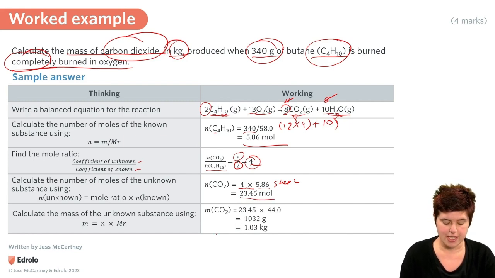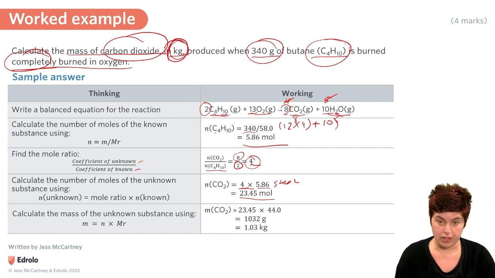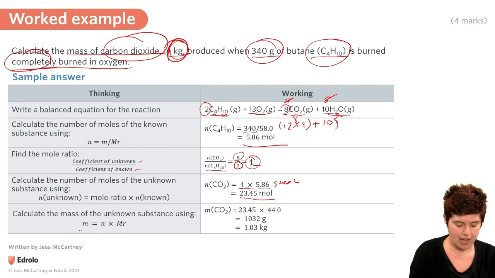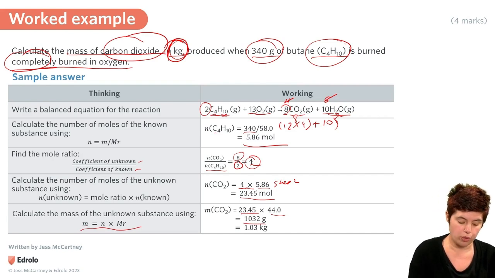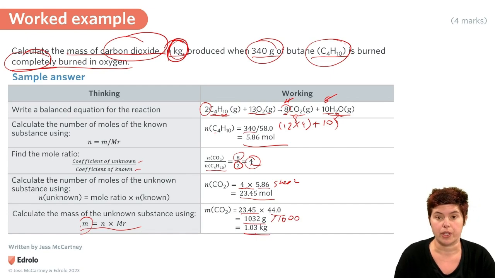The last step is calculating the mass. Now remember, the question has asked us in kilograms, so we must convert at the end. So the mass is rearranging the mole formula to make it mass equals mole times molar mass. So it'd be 23.45 times the molar mass of carbon dioxide, which is 44. And that gives us 1,032 grams of carbon dioxide, because our mole formula is always in grams. So to convert to kilograms, we would divide by 1,000, and that gives us 1.03 kilograms.